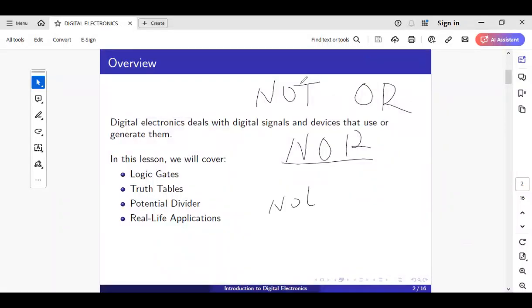The NOT gate is one that inverts. Inverting means it gives the opposite of the input.